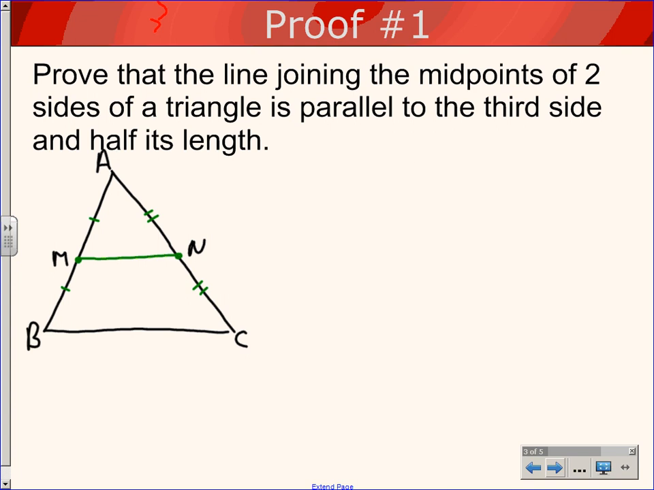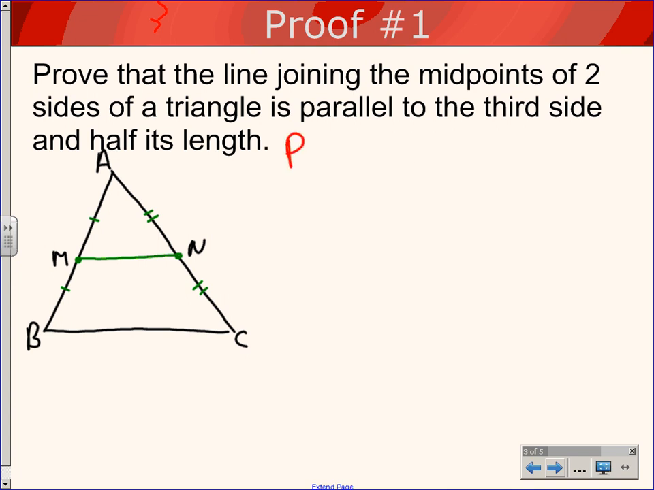Now, one of the things we have to think about, there wasn't actually a statement here to prove, at least not geometrically, it wasn't stated. We have to figure out what's necessary to prove. If we're trying to prove that the green line is parallel to the bottom line and half the length, what would that look like in terms of vectors? Well, we need to state a vector.